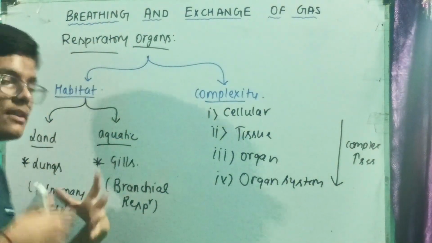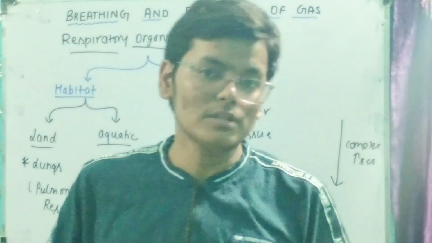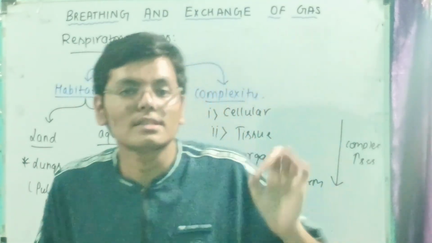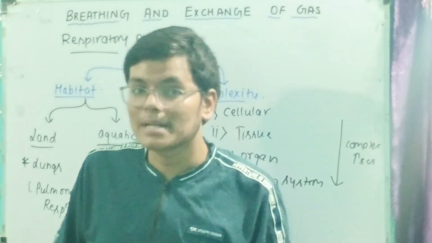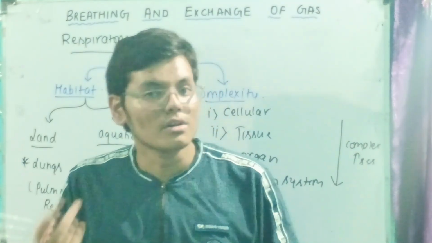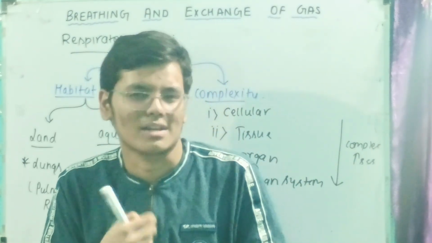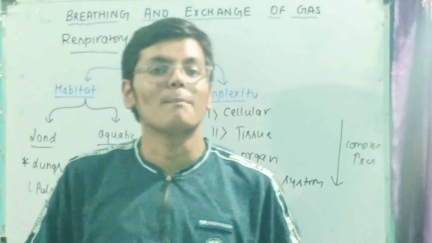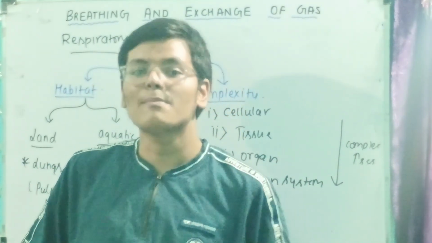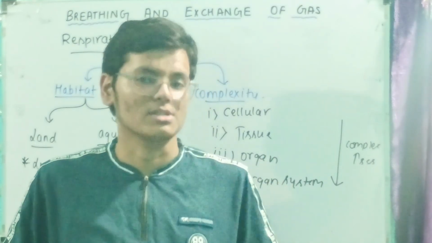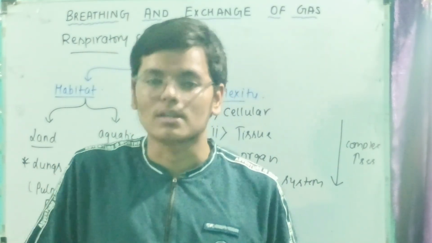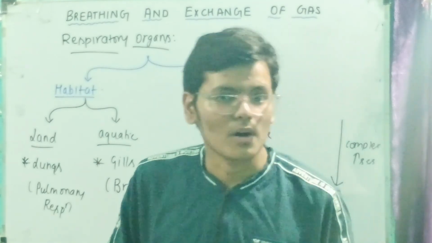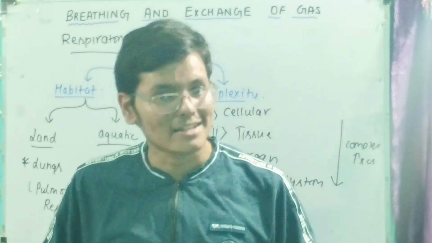Now this is the flowchart with which we can understand why different animals need different organs for their respiration. One, because their habitat can be different. Some animals live on land, some animals live under the water. The animals which are on land use lungs as their primary respiratory organ, and this type of respiration is called pulmonary respiration. The animals which live under the water are called aquatic animals and they use gills as their primary respiratory organ, and this type of respiration is known as branchial respiration.